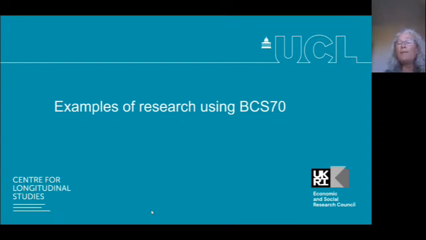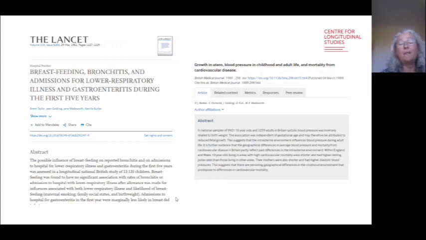So as mentioned, the early focus of the BCS70 was medical. The detailed medical information collected in early life has been used for research published in top journals such as The Lancet and the British Medical Journal. This first paper looked at the influence of breastfeeding on bronchitis and admissions to hospital for lower respiratory illness and gastroenteritis by age 5. And they found, after controlling for other factors such as maternal smoking, family social status and birth weight, there was no association with respiratory illness. But gastroenteritis admissions was marginally associated with infants not breastfed.